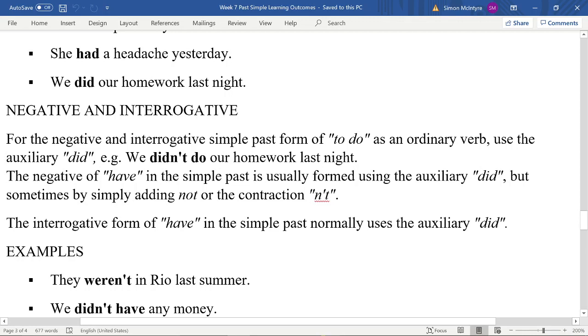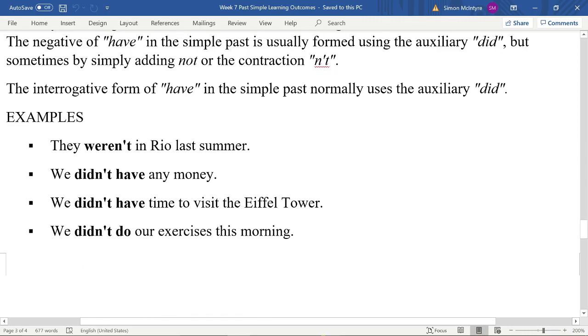Negative forms. We didn't do our homework. I haven't studied for the test. So be careful of those. I haven't studied. We didn't have time.